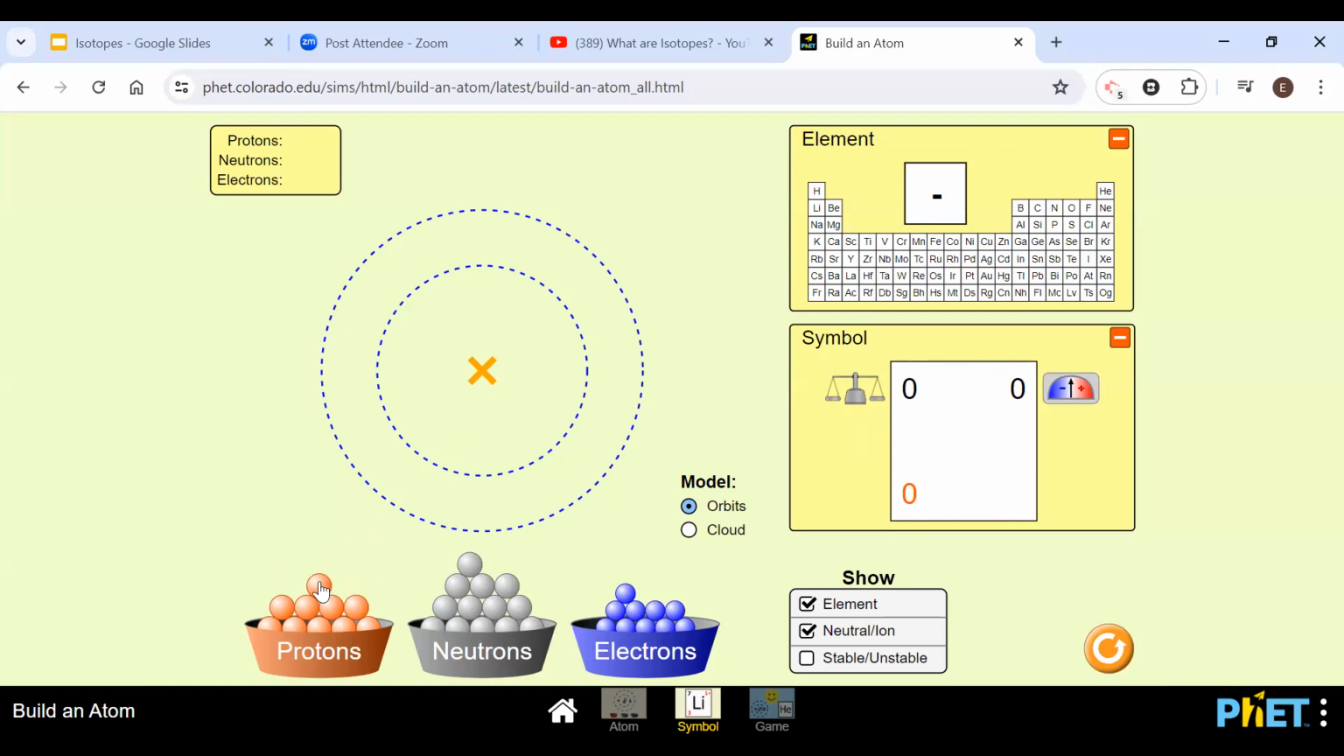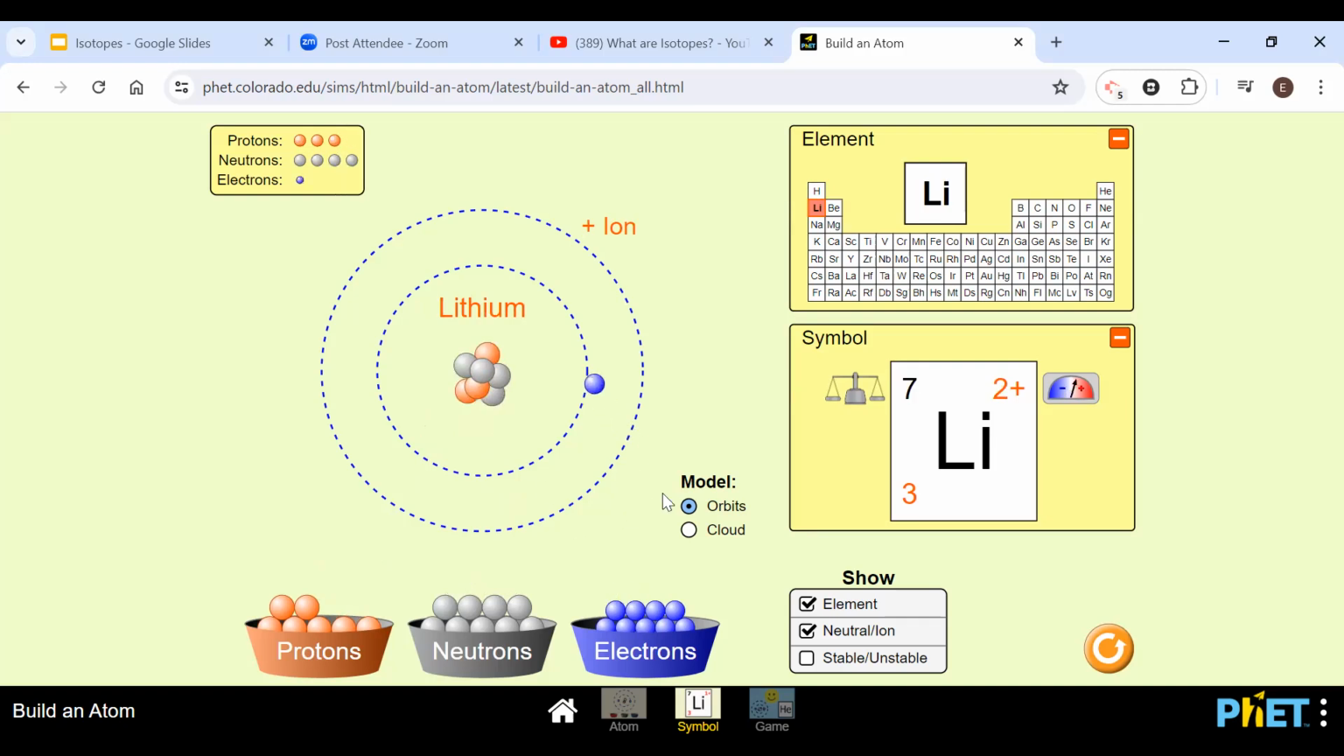I'm building an atom. Remember, in building an atom, there are 3 subatomic particles used. We had the protons, neutrons, and electrons. And we also looked at their characteristics, okay? So we are building a lithium atom, which is a very small atom. So I'm building a neutral atom. This is a neutral atom.